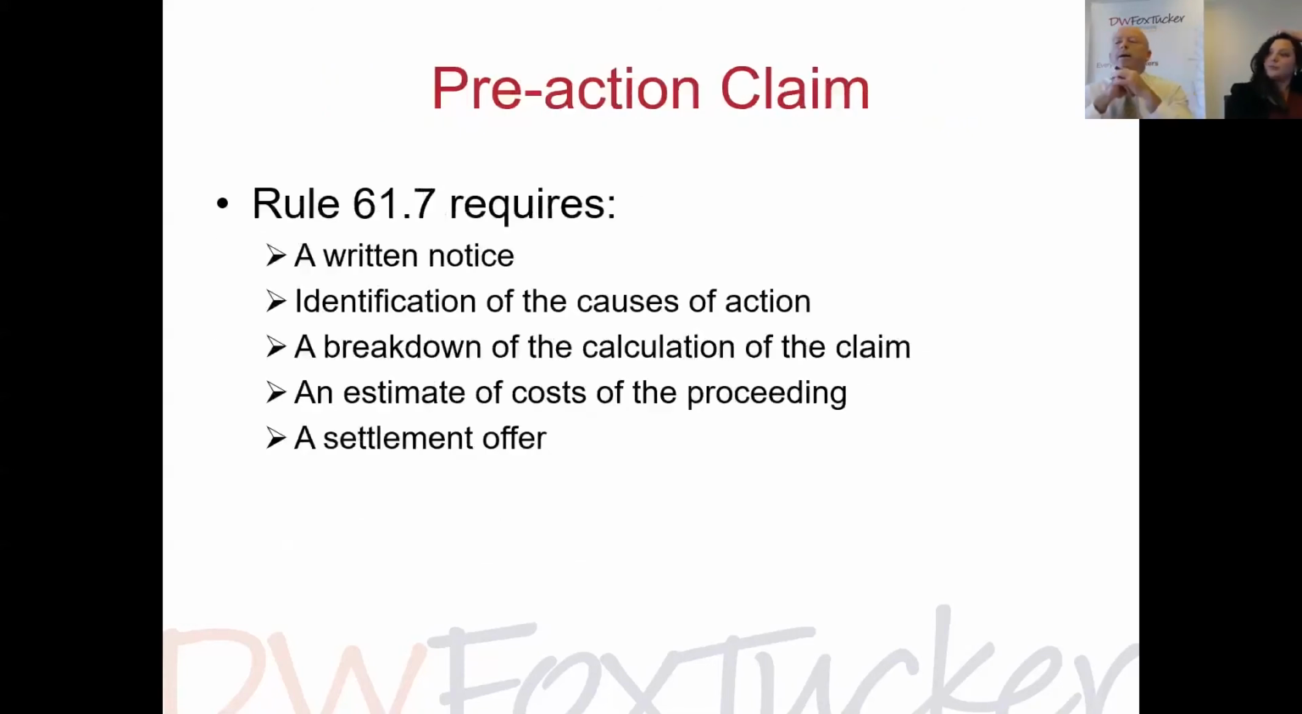So the first part of Rule 61 that I want to talk about is 61.7, and that's for an applicant, so a claimant, to provide to the other party a written notice of the claim. And there's a criteria for what has to be included in that notice. It includes identifying the causes of action, a calculation of the costs of the claim, any expert reports, and importantly then, an estimate of the costs of the proceedings. It then needs to include a settlement offer.